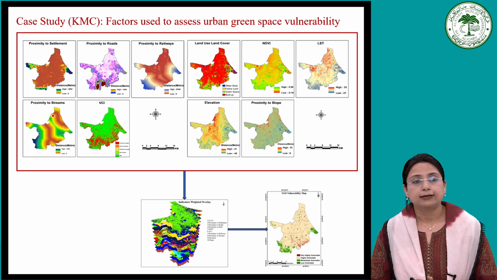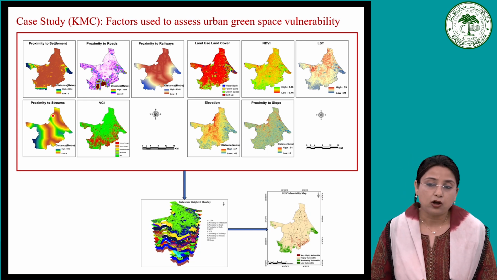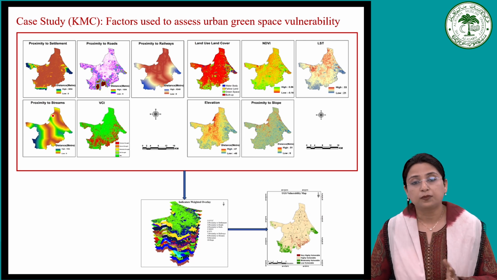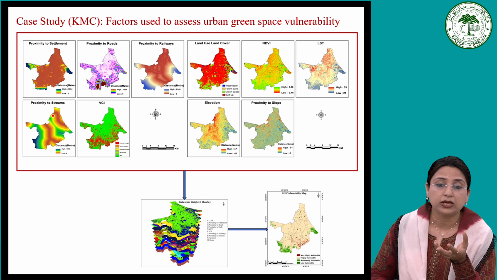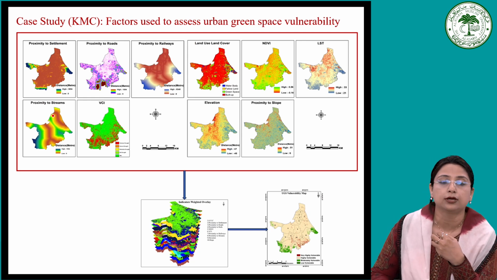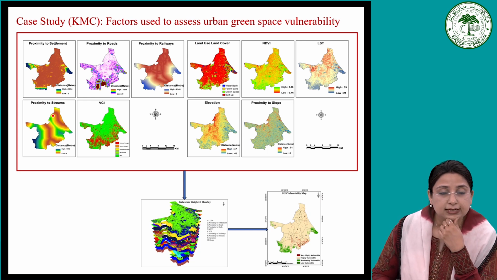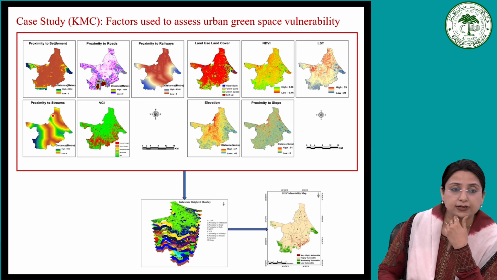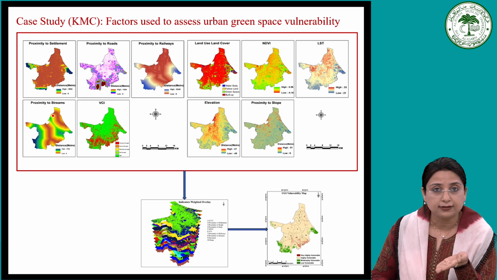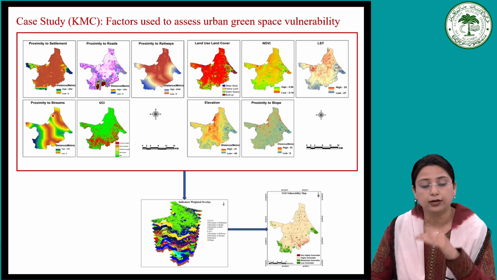According to another case study, here I have taken the case study of Kolkata Municipal Corporation, KMC, with factors used to assess urban green space vulnerability. Which places are more vulnerable, where green spaces are lacking per unit area, or per person. So various factors are to be considered. Student, here I have considered different layers, and these factors are the input layers.